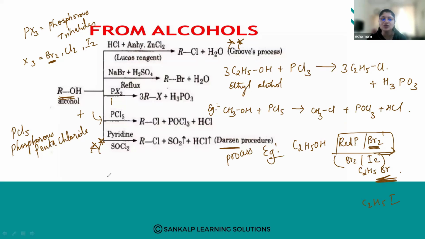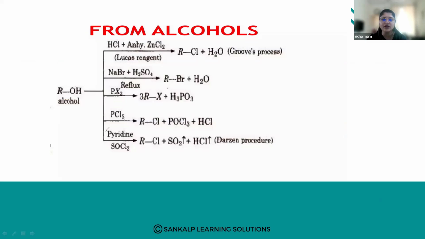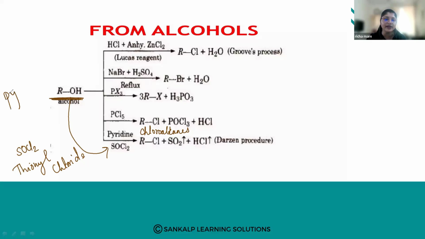Okay, let me clear this. So we'll see the next method. From this method you can obtain chloroalkanes. Chloroalkanes are prepared by refluxing the alcohols with thionyl chloride. What is SOCl2? SOCl2 is thionyl chloride. So alcohols, when you treat them with thionyl chloride in the presence of pyridine. What is pyridine? Pyridine is a base. It acts as a base.